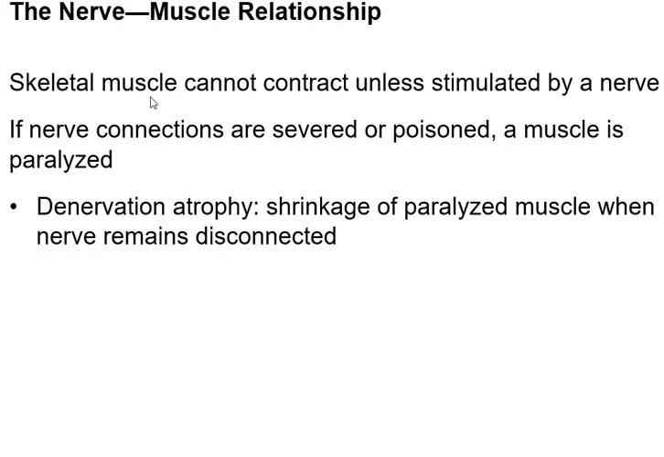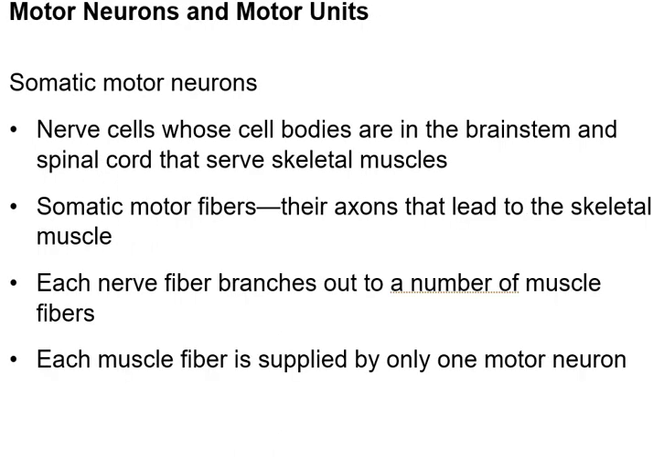So your brain sends a message saying, do this. Or we're going to learn about reflex arcs where you don't need the brain involved. If the nerve is not able to talk to the skeletal muscle, then the muscle will actually shrink. They call it atrophy because there is no nerve talking to it.